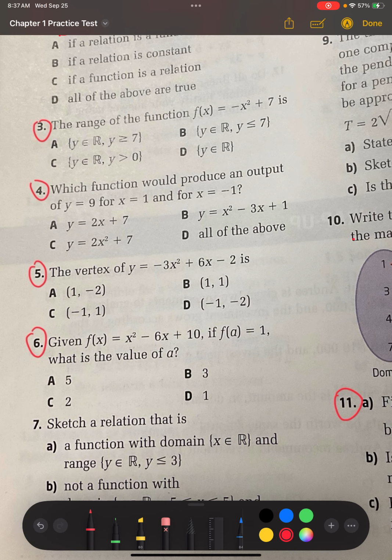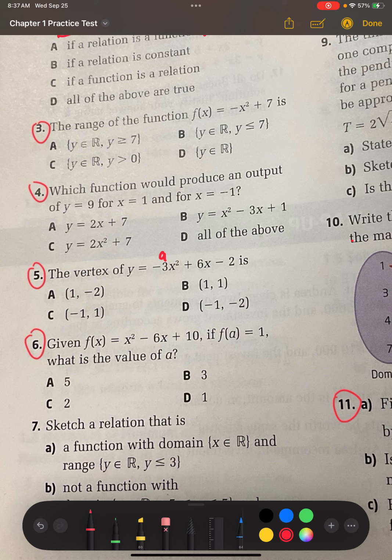So we're looking at question 5. The vertex of this equation is one of the following. So how do I find the vertex? Well, one of the ways, because it's in standard form, ax squared plus bx plus c, we can use the equation: x at the minimum, at the vertex, x equals minus b over 2a.